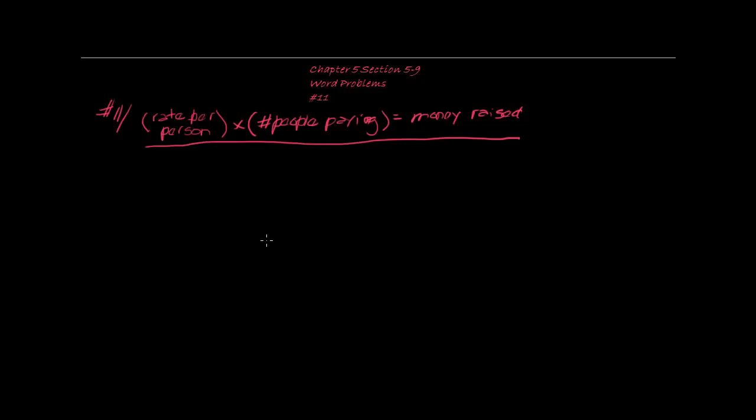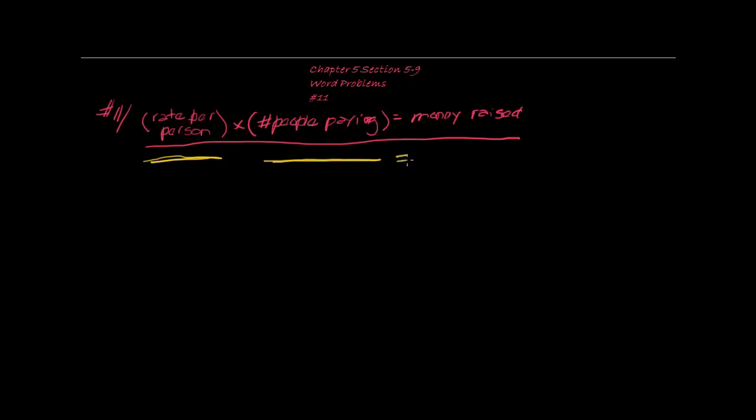This is number 11 on page 251, word problem. This problem involves a club that's trying to raise money, and there are a couple of things going on here. They start with a number of people, and then that number of people increases. And if the number of people in the club increases, then the rate goes down. But regardless, here's the principle: how much they raise is a function of the rate per person times the number of people in the club.